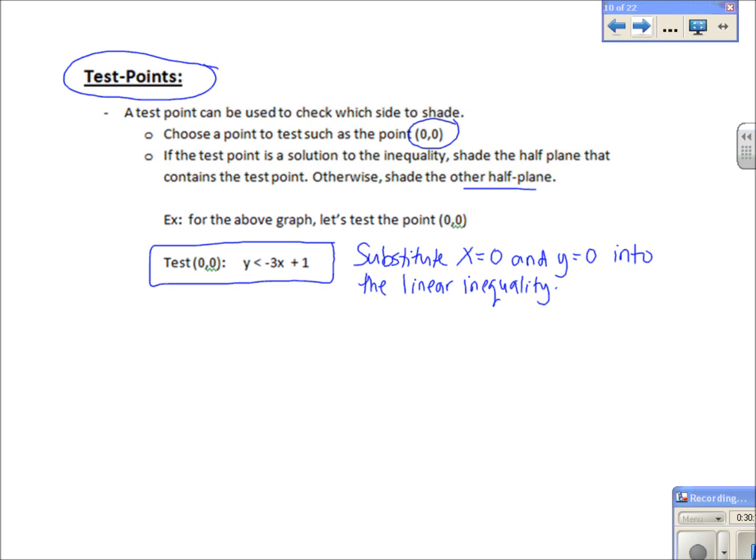Let's do it for this example that we just did. Here we've got y is less than negative 3x plus 1. I'm going to substitute in 0 for y and 0 for x. So it's going to look like this: 0 for the y, less than negative 3 times 0 plus 1. Let's clean this up a bit. We have 0 is less than, negative 3 times 0 is 0, so this is gone, and all I have is positive 1 here. Let me look at this statement: 0 is less than 1. That's true.